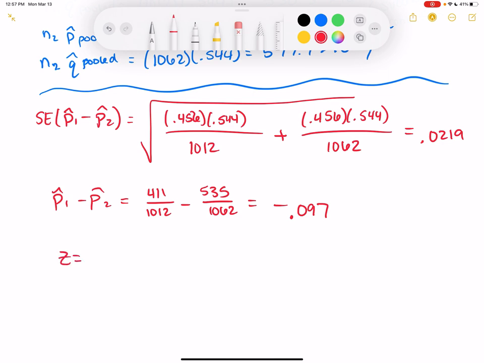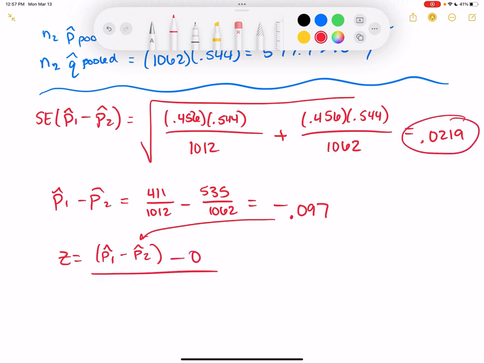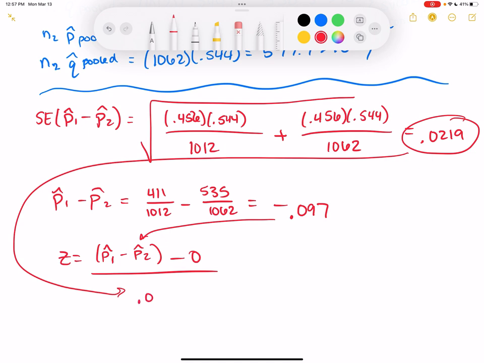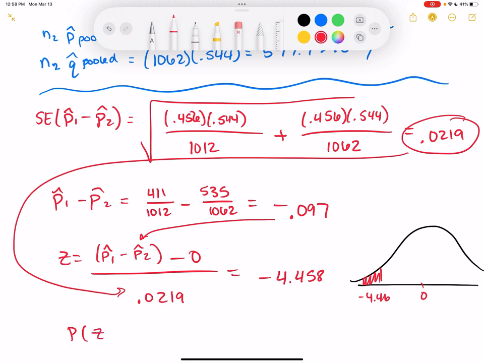So then they have you find z, which is p hat 1 minus p hat 2, which is what we just found, so that number's going in there, minus 0, over the standard error, so that number is going on the bottom, the 0.0219. So that ends up being negative 4.458, and what they do is they look at the diagram, and it's this chunk over here, and they're looking at the table for P of z being less than negative 4.458, and then it comes out to be 0.000041. That's from a table.